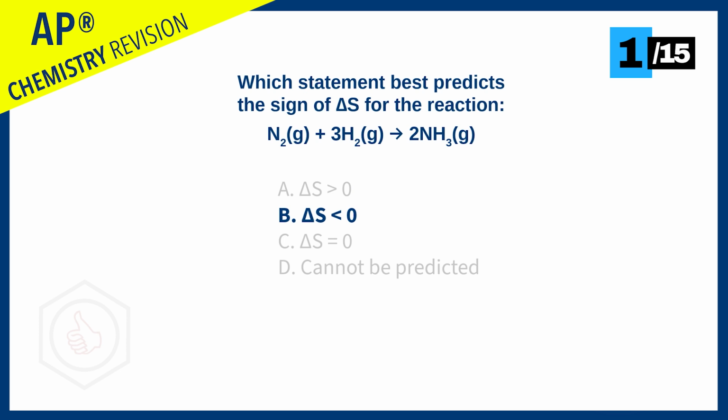Because there are 4 gaseous particles on the left-hand side in the reactants, but only 2 on the right-hand side in the products. This means there is a reduction in the total number of particles, meaning less disorder in the system, so the entropy change is likely to be negative.